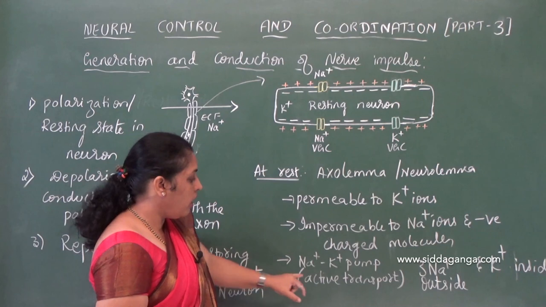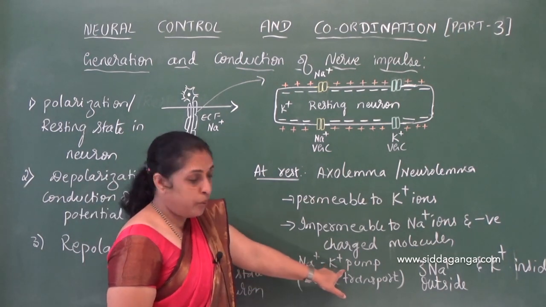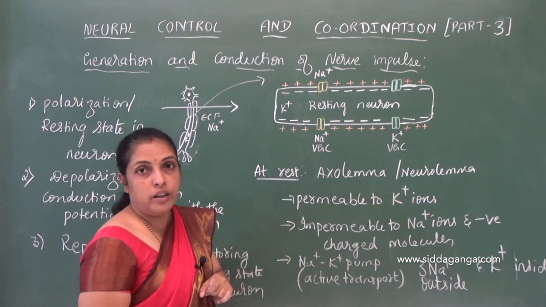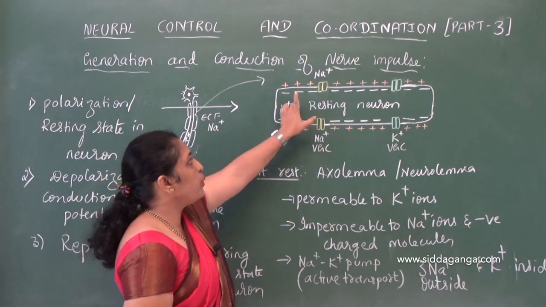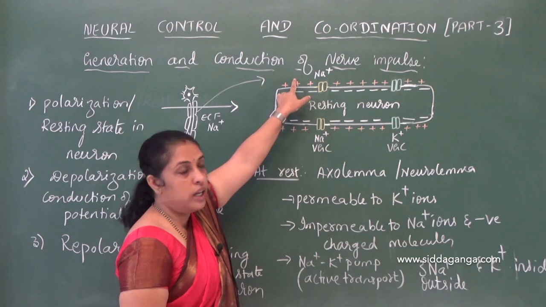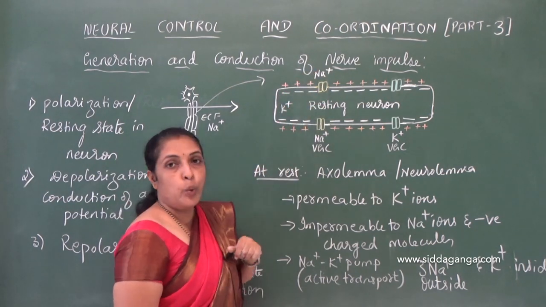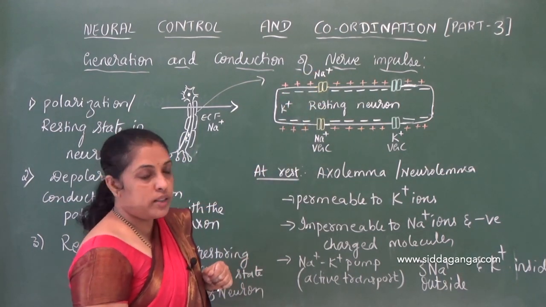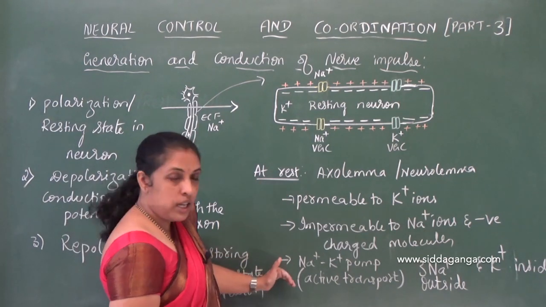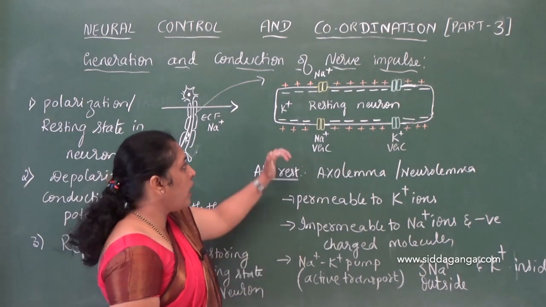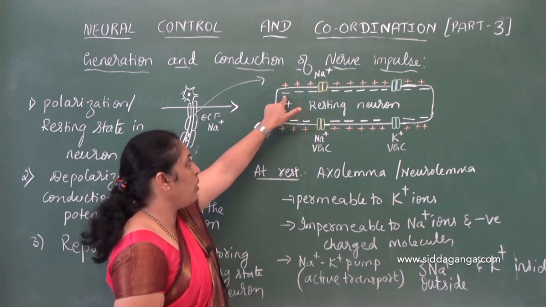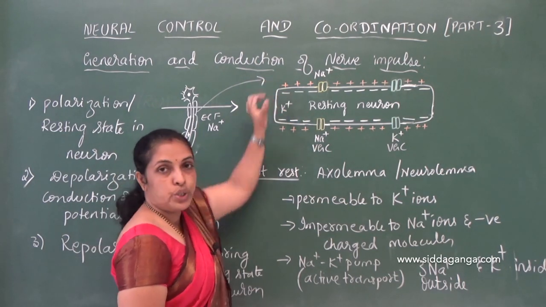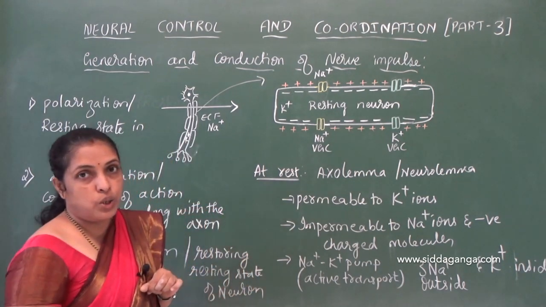The sodium potassium pump will help to maintain this polarized state by sending 3 sodium ions outside, and in turn it will take 2 potassium into the axoplasm. So all these conditions help to maintain negative charge inside the axolemma and positive charge outside the axolemma.